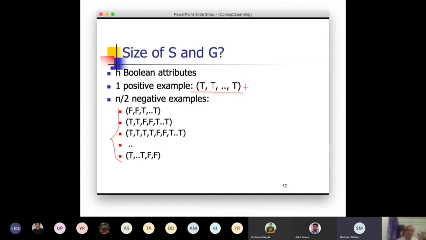And G will be not of all those training examples, so it will be n minus n by 2, which is n by 2. How do you express the not of all those training examples? I think you have to consider our representation. Conjunctive normal form representation.